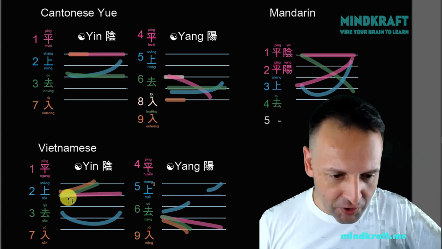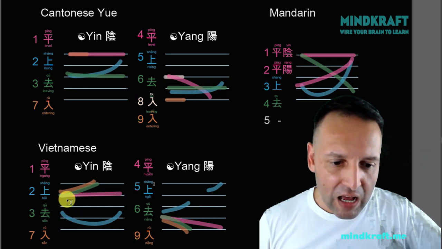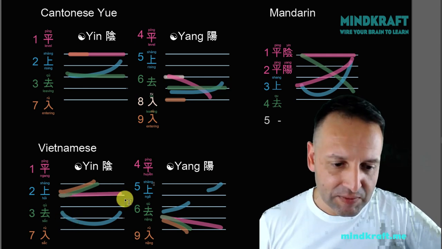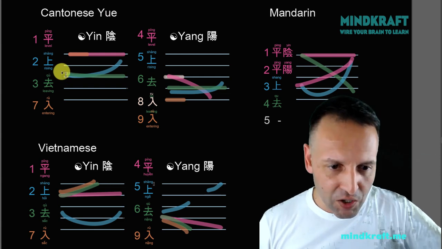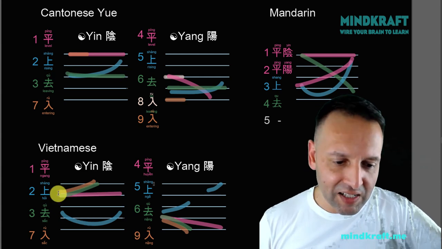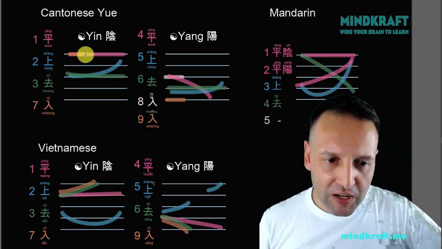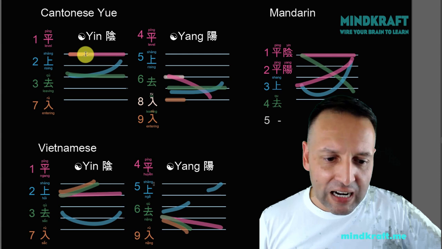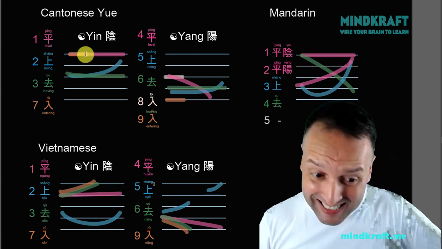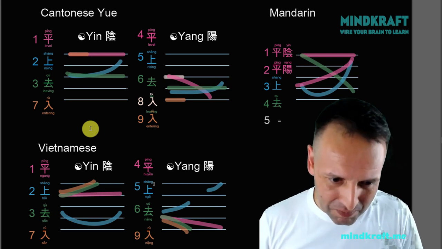The rising sheng turns into the hỏi tone in Vietnamese. The exiting tone in the yin category for Cantonese turns into the sắc tone. And then the entering tone, the stopped syllables in Vietnamese, which in Cantonese would have been ma, turn into ma. So you can see Cantonese and Vietnamese are very, very similar. This one drops down a little bit, but it's very close.